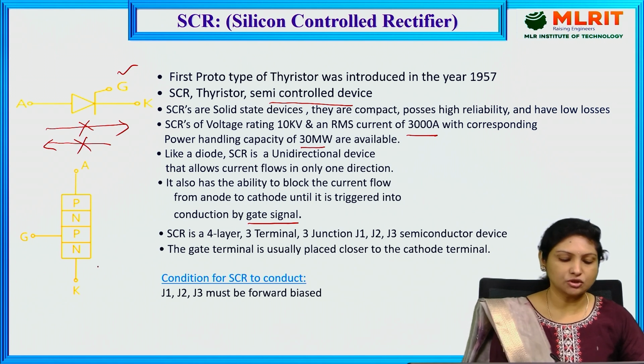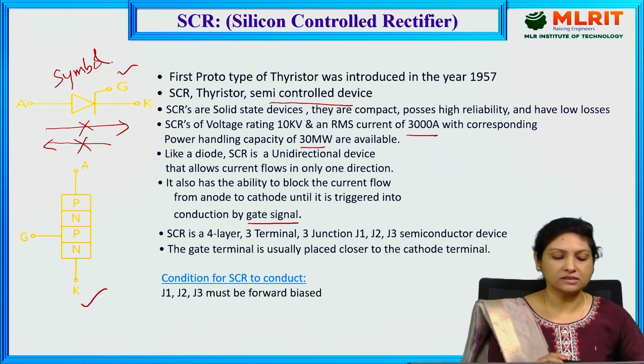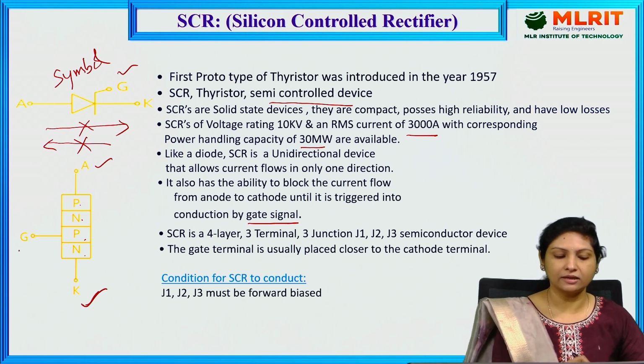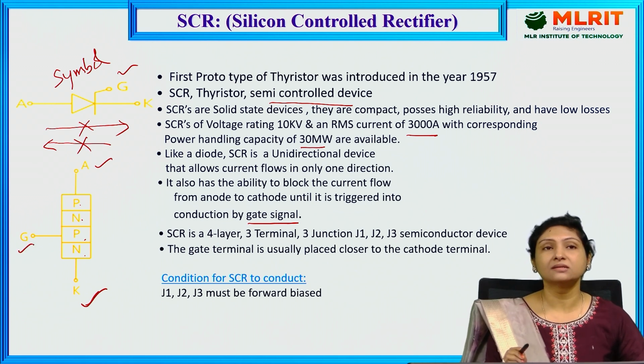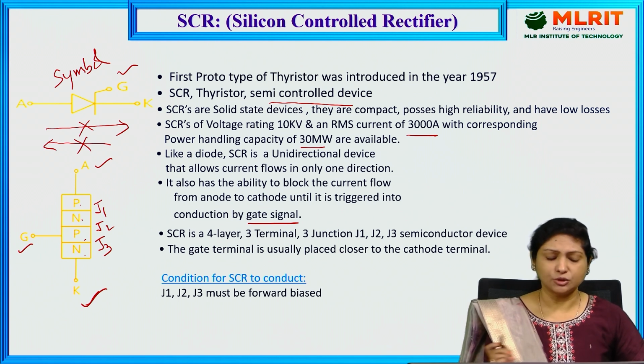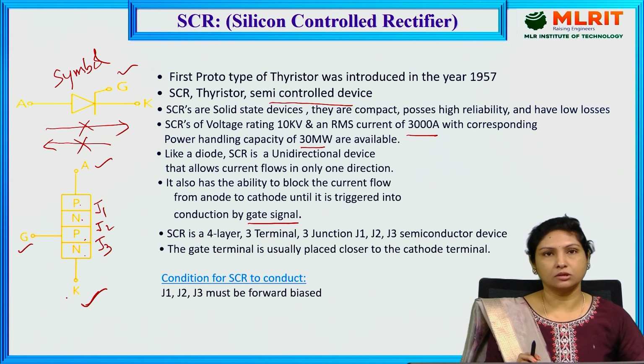And this is the structure of the SCR, and this is the symbol of a SCR. It is a 4-layered PNPN device, and it has got 3 terminals, namely anode, cathode, and gate. And it is a 3-junction semiconductor device. Junctions namely J1, J2 and J3. And usually the gate terminal will be placed closer to that of the cathode terminal.